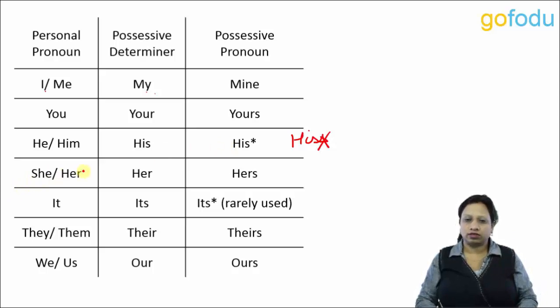She or her in third person becomes her in determiner. For example, she's a good person. I like her dress. This dress is hers.